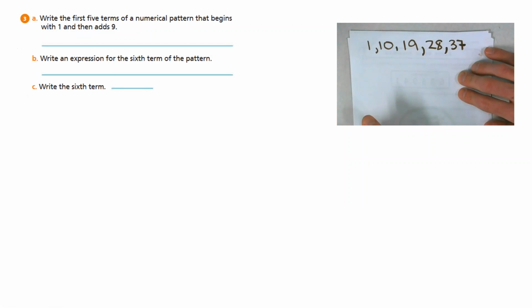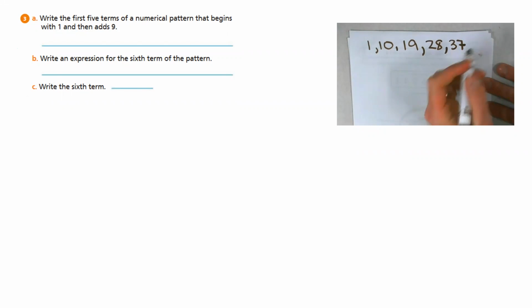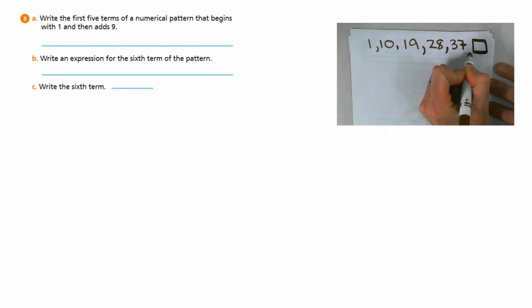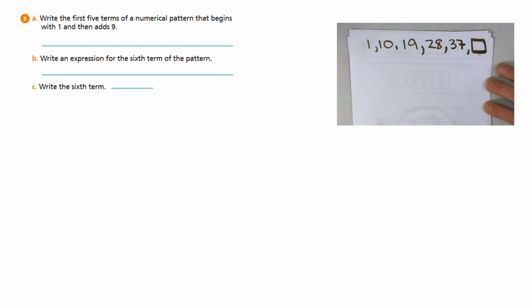Okay, we did that. Now it says write an expression to show the 6th term. Okay, so what could we put for the 6th term? Well, once again, remember, if you get confused about this, ladies and gents, as long as you can get this answer, then you're good. So right now, if you can get that answer, you're good.